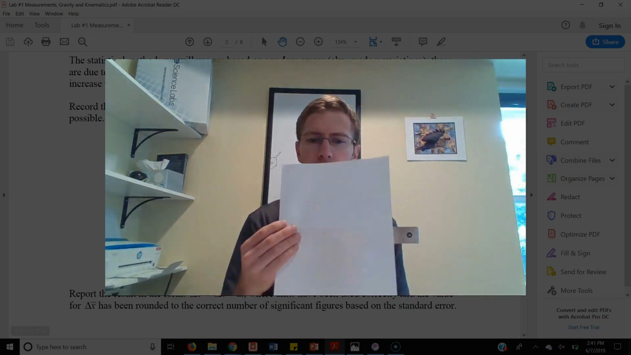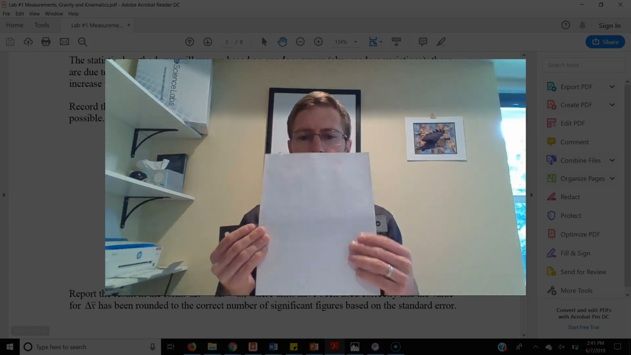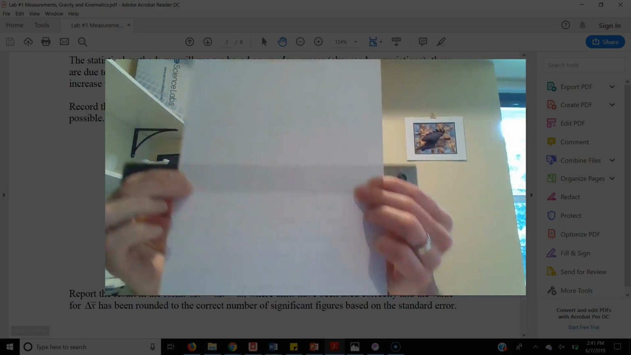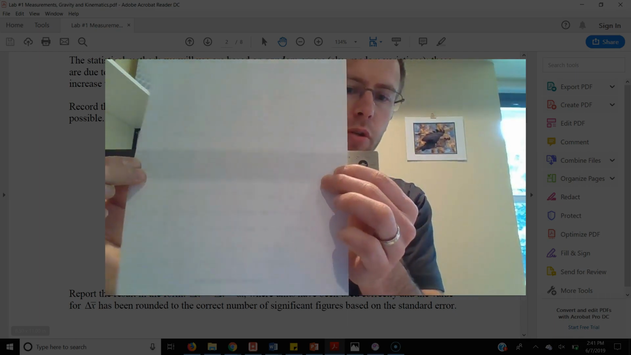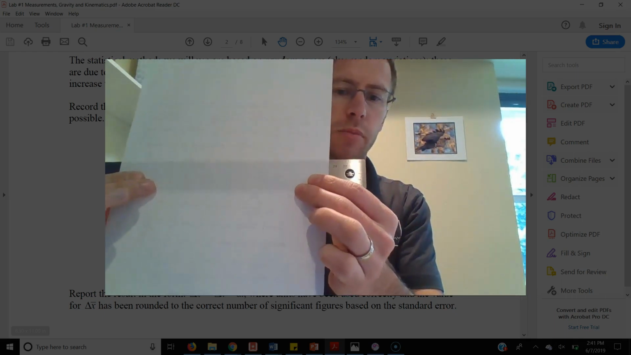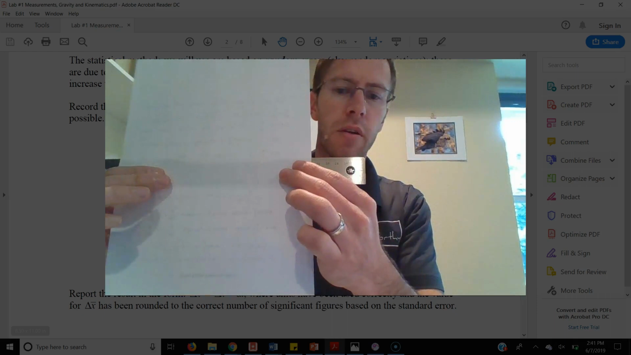So what I want you to do is take your piece of paper, and on each trial, I want you to just place it on some random location on the ruler. I don't want you to line it up specifically or perfectly at any one location. Put it at some spot, take your measurement, move it, and do it again.